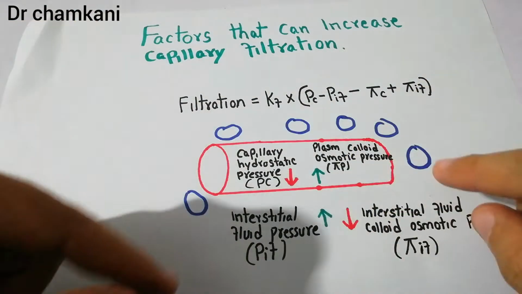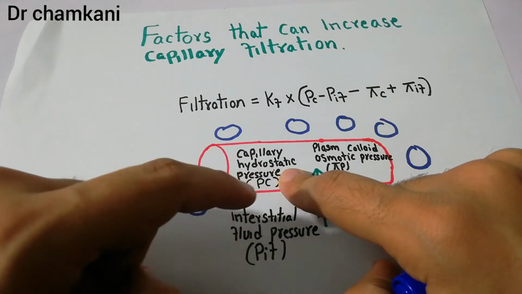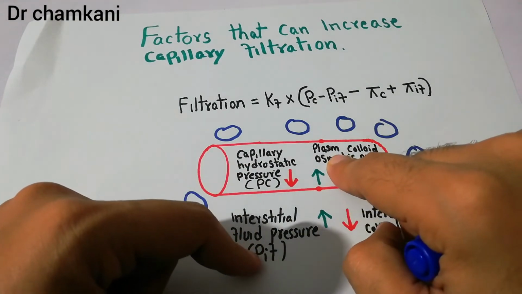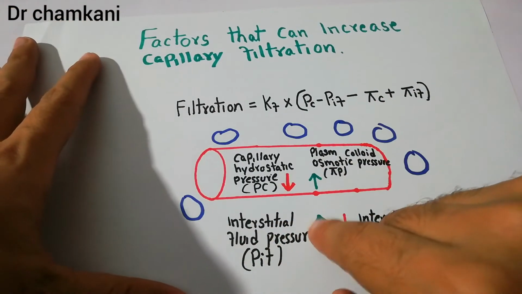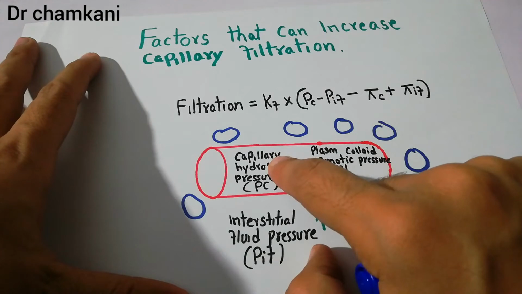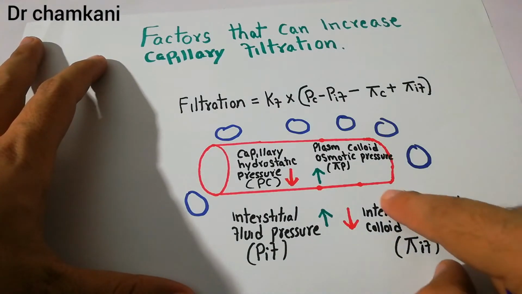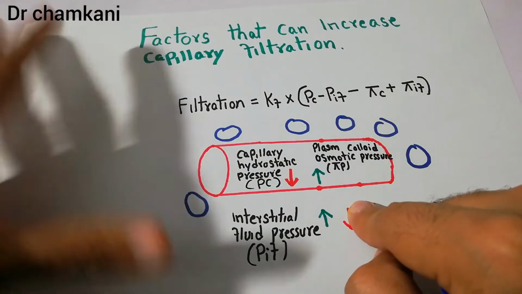Now the forces responsible for this process are these four forces. Capillary hydrostatic pressure is pushing the substances outside. The proteins are pulling the fluid towards the capillary. The interstitial fluid pressure is also trying to push the fluid towards the capillary lumen, or towards the plasma. And the interstitial fluid colloid osmotic pressure, or the proteins that are present in the interstitium, are also trying to pull the fluid towards the interstitium.